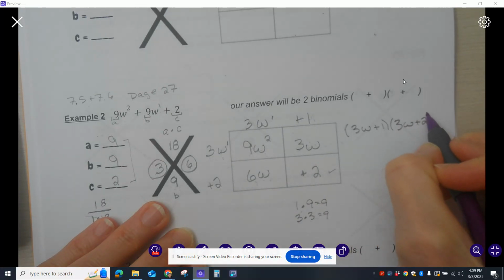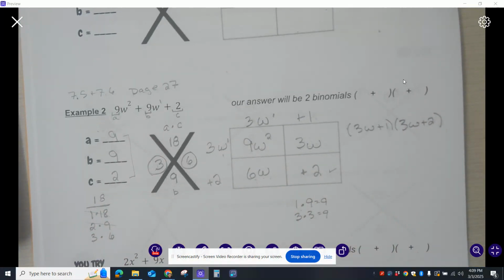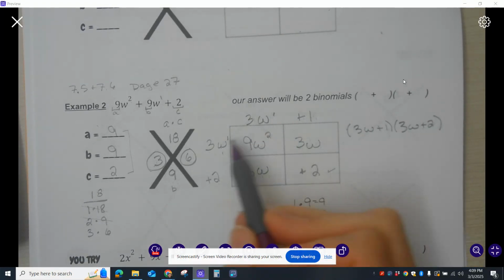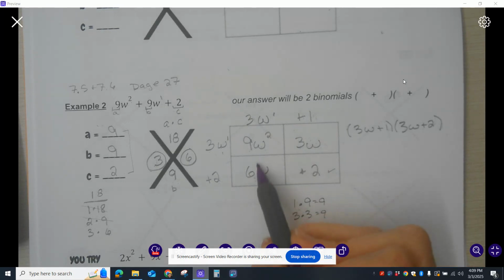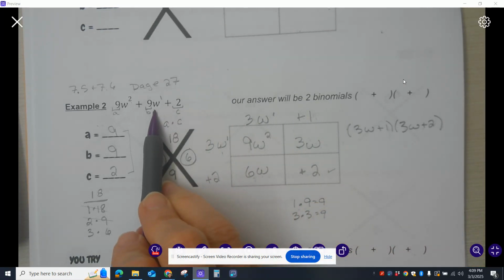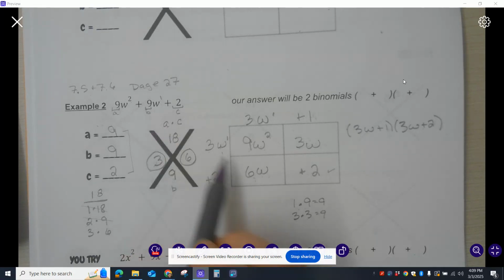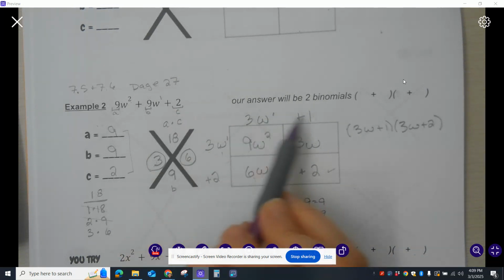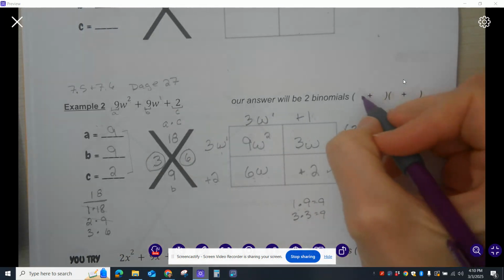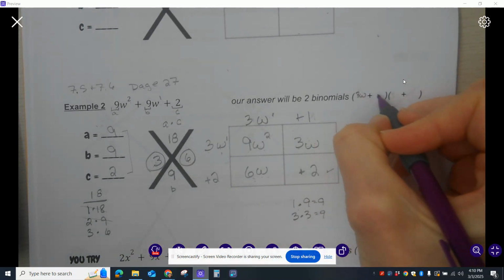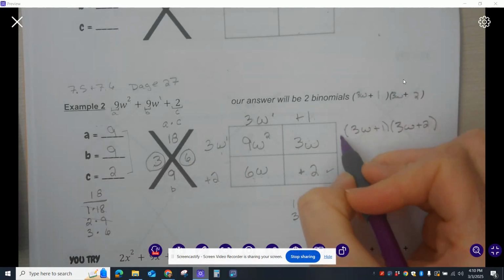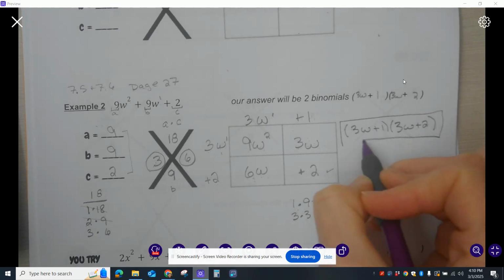So it's the exact opposite of what we did in section 7.2. In section 7.2, we gave you these. You put them outside, you multiplied them, and got this. And then you combined like terms and your answer looked like this. We just went in reverse. We started with this and we found our factors. So I'll put them up here too because we gave you this 3W plus 1, 3W plus 2. That's kind of small, so I wrote them bigger there.